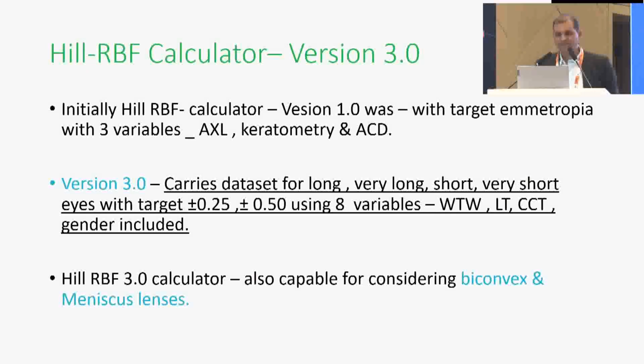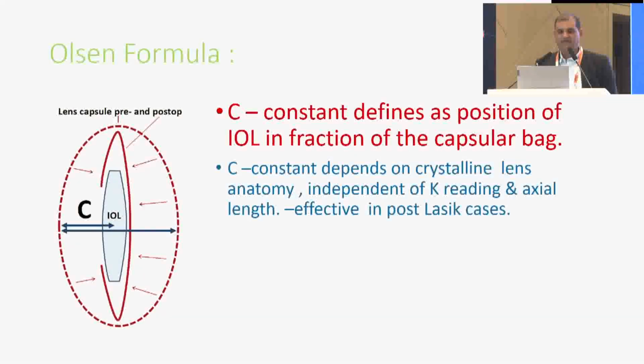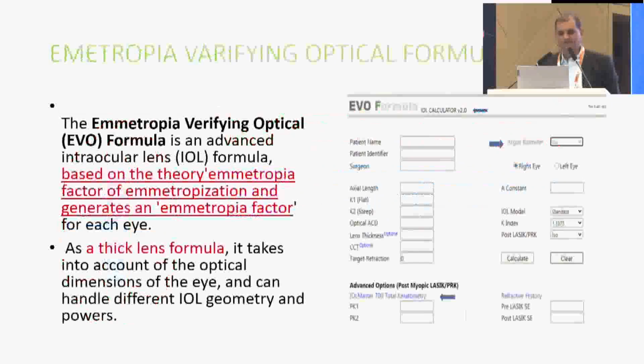Ray tracing formulas are based purely on optics, very useful for complex corneas, particularly when a corneal scar is there or for post-refractive surgeries. In such corneas, they work very well. Where the keratometry readings are not reliable, the ray tracing formula works very well. Olson is one of the ray tracing formulas where another factor, the C constant, is already there. That means the position of the IOL in the capsular bag. So that C constant has been taken along with the Olson formula.